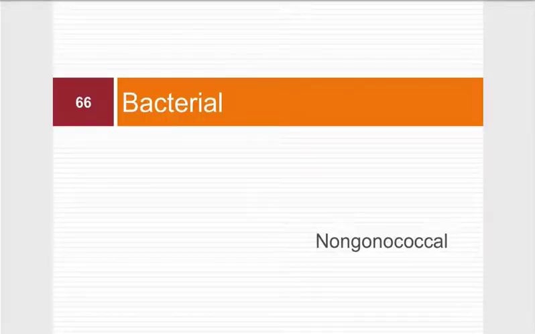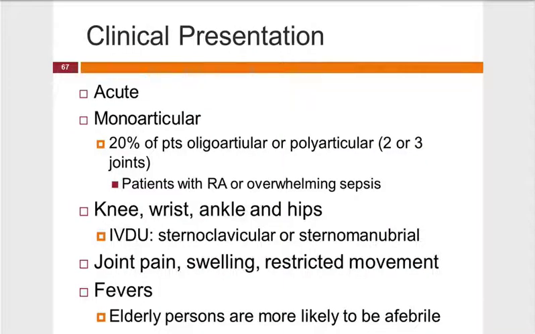So for non-gonococcal, it's usually acute, usually monoarticular. You really can have involvement of 2 or 3 joints, but that's going to usually happen in patients who already have predisposing joint problems, again patients with rheumatoid arthritis, and those who have overwhelming sepsis and seed multiple joints as a result. If you see someone with a septic sternoclavicular joint, it's an intravenous drug user until proven otherwise. There are very few cases in the literature reported in other patient populations having a septic joint there. Any guesses as to why?